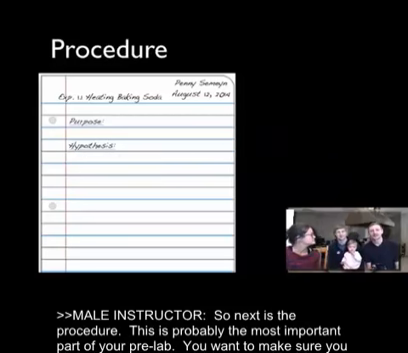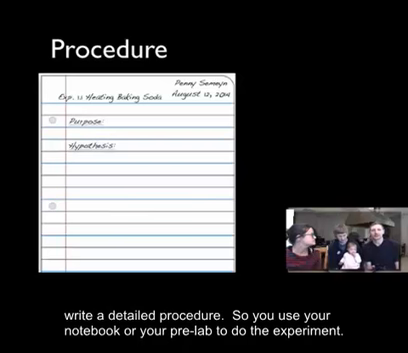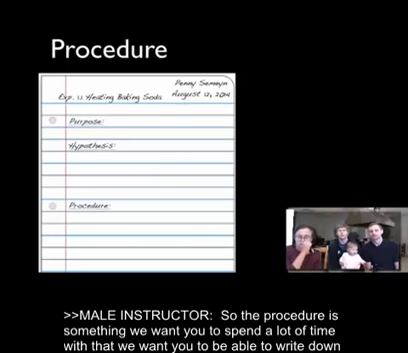So next is the procedure. This is probably the most important part of your PreLab. You want to make sure you write a detailed procedure, so you use your notebook or your PreLab to do the experiment. So the procedure is something that we want you to spend a lot of time with, that we want you to be able to write down detailed information.